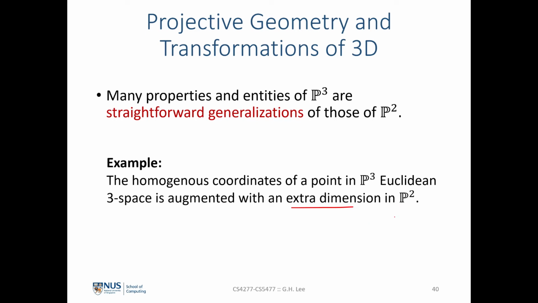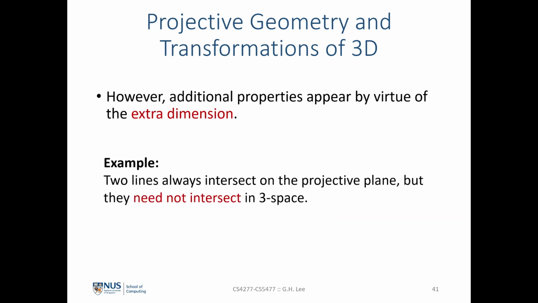An example here is that in the P2 space, let's say X is in the projective 2 space, then this would be X1, X2, and 1 here. So in the P3 space would be simply the augmentation of X1, X2 with the third dimension and 1 to represent this. So it was a straightforward extension of this. Nonetheless, additional properties may appear by virtue of the extra dimension.